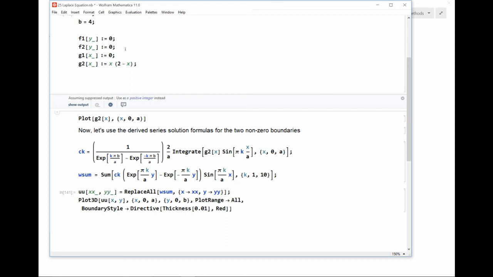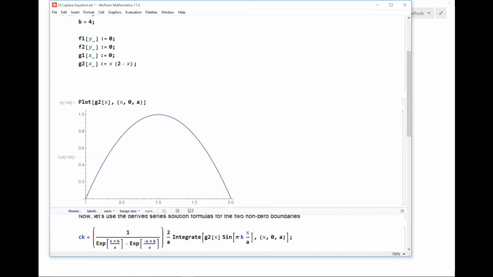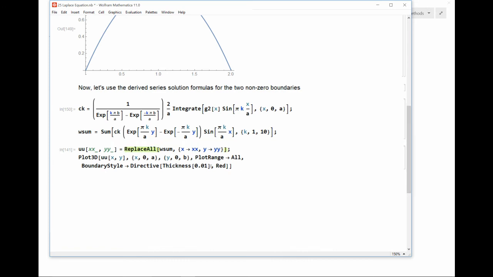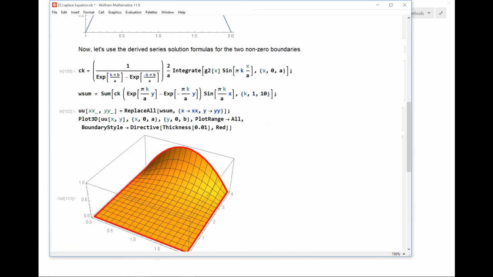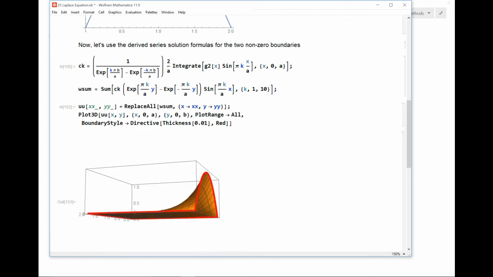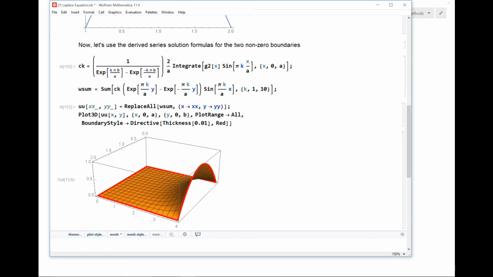We define a, b, f1, f2, g1, and g2. Let's plot it. It's just a downwards parabola. Let's compute the coefficients. Coefficients are computed. Let's go ahead and plot it. So this is what a steady state heat transfer or a steady state elastic membrane is going to look like if we prescribe this on the boundary this way.